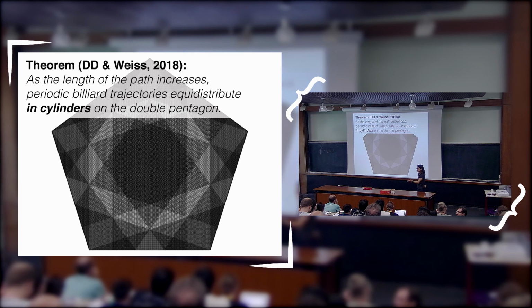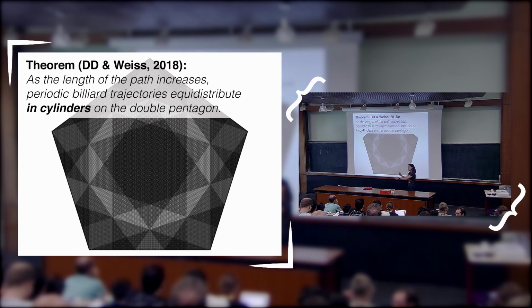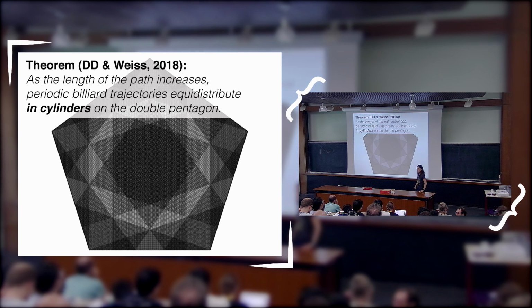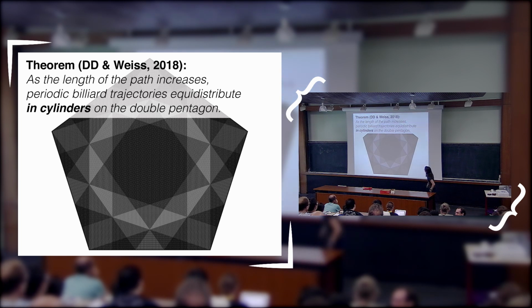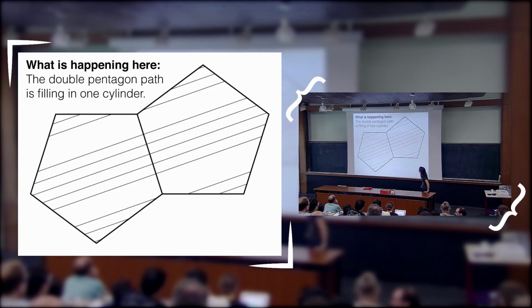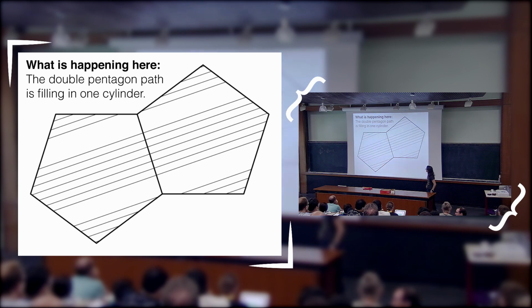I think in complementary ways. So if one is completely in the short cylinder, the other one will be completely in the long cylinder. If one is 30-70, the other one will be 70-30, I think. If it's 50, yeah, when you add them together, I think it's 50-50. Yeah. So what's happening here is that the double pentagon path is filling in one cylinder.